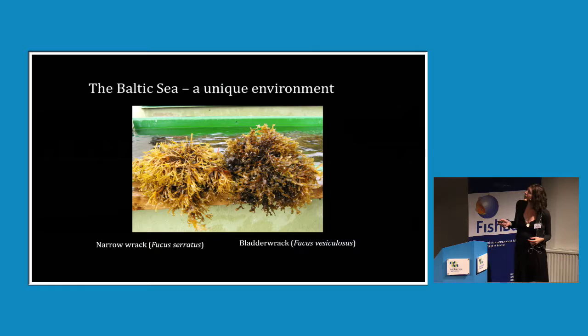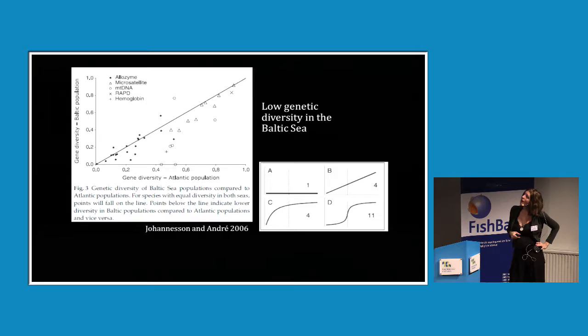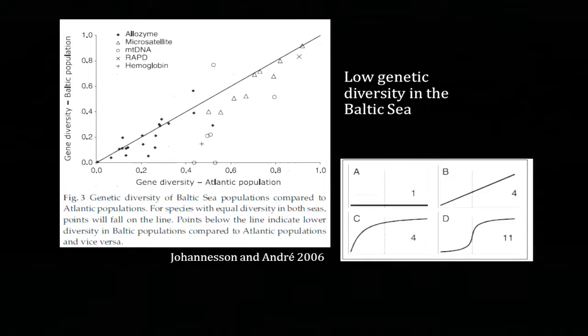This is the narrow wrack. It is closely related to the bladder wrack, but it's an endemic species to the Baltic Sea. And it has evolved here during the last 10,000 years. And if you think about that in evolutionary terms, that is extremely short. Usually when we talk about evolution, we talk about hundreds of thousands of years or millions of years. Here it's just a blink of an eye and we have a new species. But also for other species in the Baltic Sea, the Baltic environment is a challenging environment.